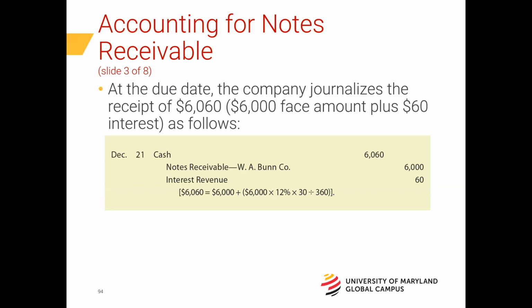To calculate that, you take the principal amount times the interest rate times the number of days divided by 360, giving you $60, which is the interest amount. So 6,060. We credit note receivable 6,000, which is the principal balance, and we credit interest revenue to represent the interest that we received.